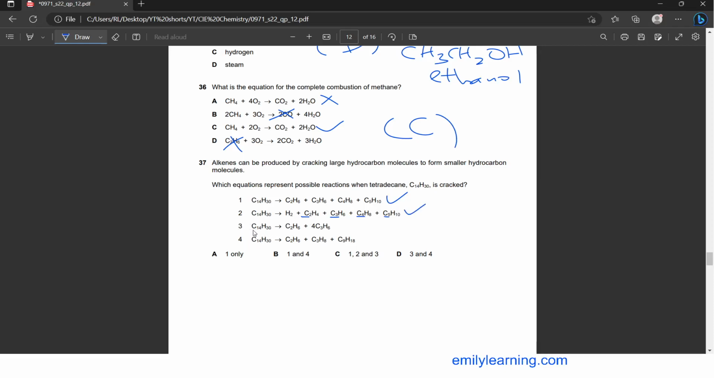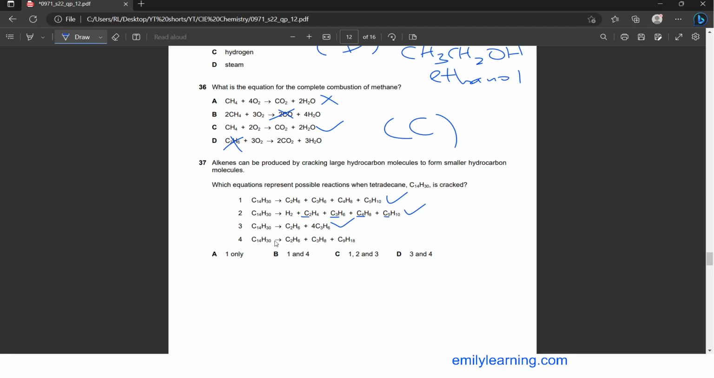Moving on to 3, I have 14 carbons, so I have 2 here, 3, 4, 12, 12 plus 2 is 14, so I have 14 carbons on the product side, which is correct. Next, 30 hydrogens on the reactant side. Let's check the number of hydrogens. 6, 4, 24, 24 plus 6 is 30. So it is balanced.